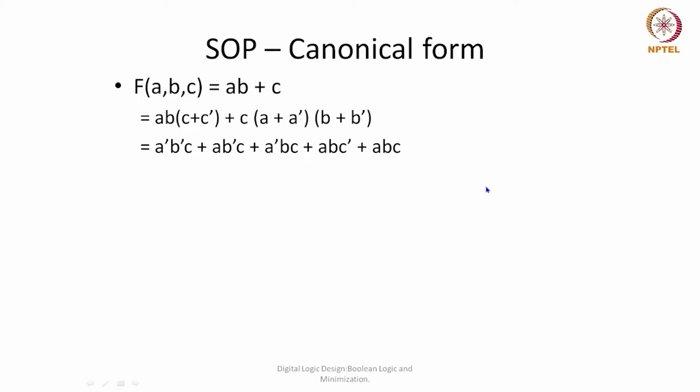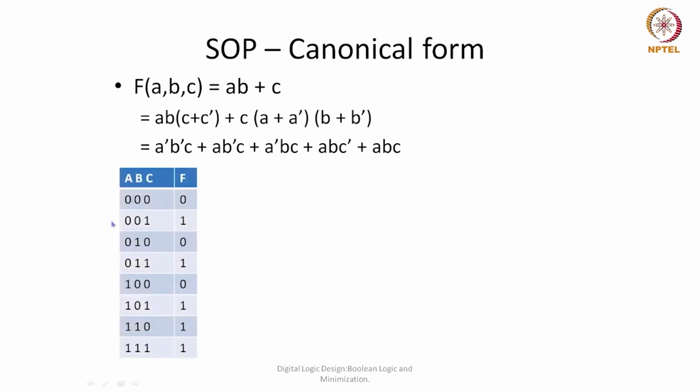When I write the truth table of this expression AB plus C, it will come out something like this. First I will enumerate all the options of ABC, 0 0 0, 0 0 1, up to 1 1 1, and then for each input sequence I will find out the value of f by applying AB plus C. So essentially A and B both have to be 1, or C has to be 1, then f would be 1.